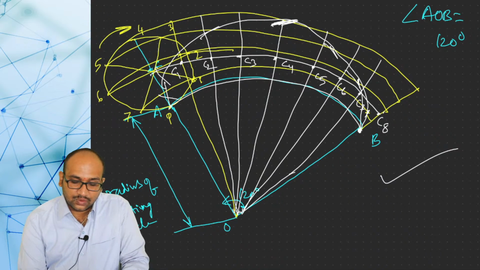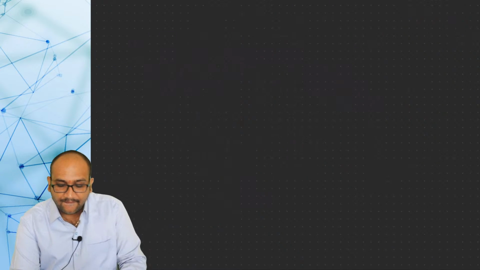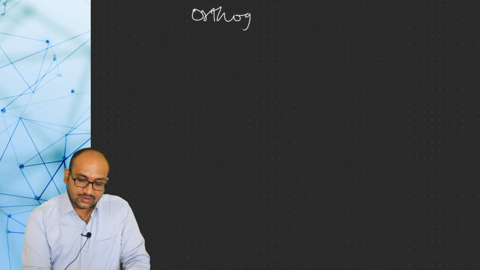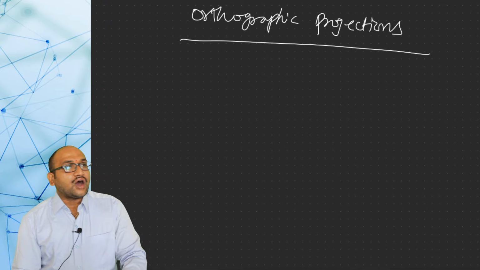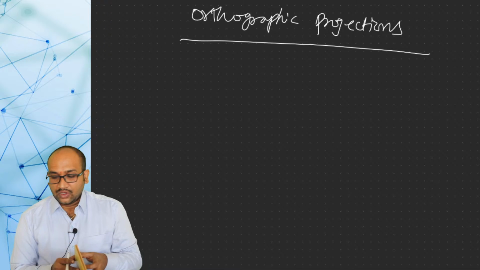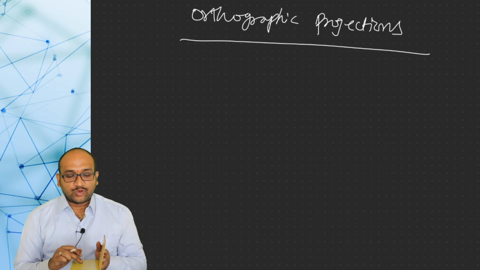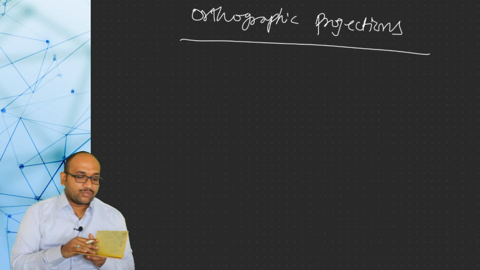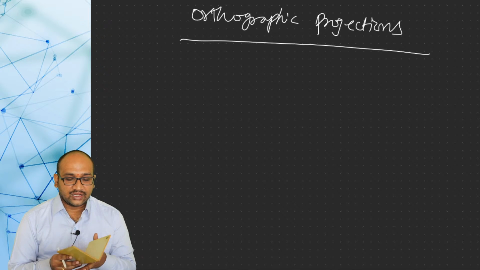Now coming to the next topic, projection of points, that is orthographic projections. So we all know that we are using only the first angle method. We know the horizontal plane and vertical plane. What is meant by horizontal plane, vertical plane? What is first angle? What is second angle? All these things we have already learned.